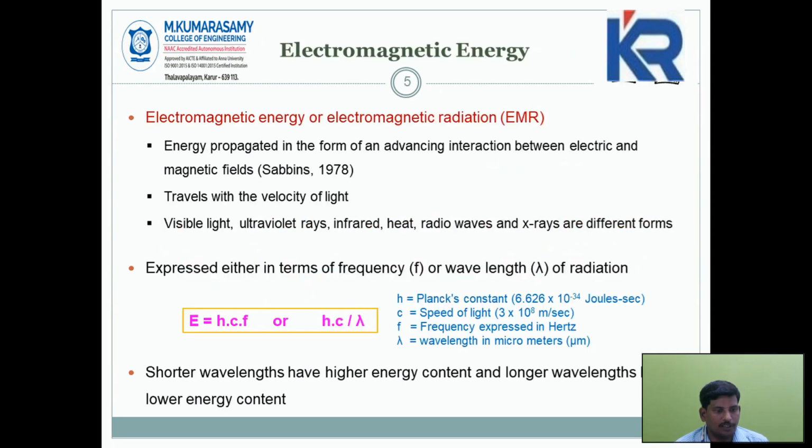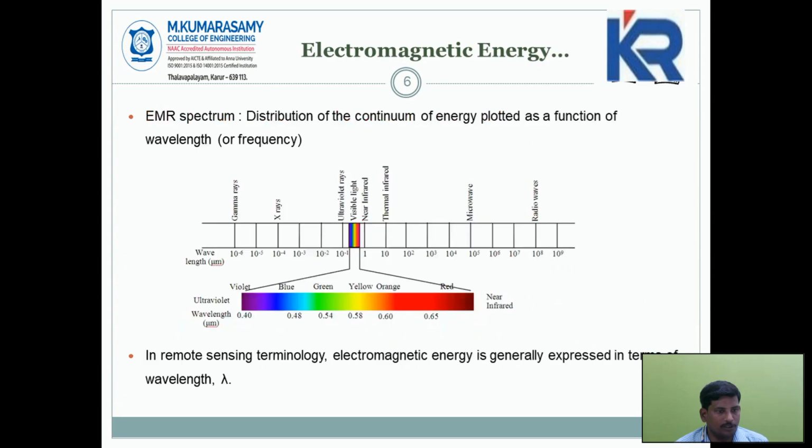Generally, the energy of the radiation is explained by E = hc/λ, where h equals Planck's constant and c equals the speed of light. It depends on the source, whether natural or artificial. A natural source, for example, is the sun. For artificial, we have special lighting provisions. Then f equals frequency expressed in hertz, and lambda equals wavelength in micrometers.